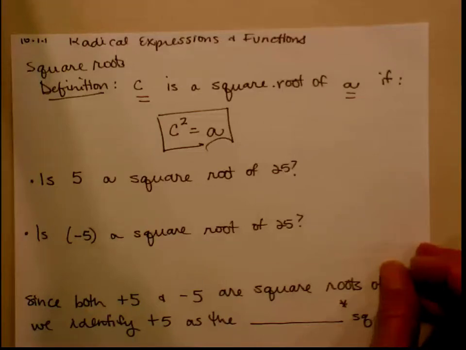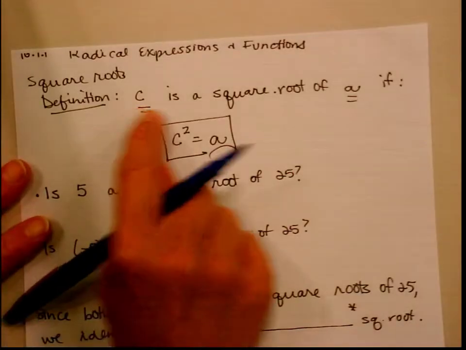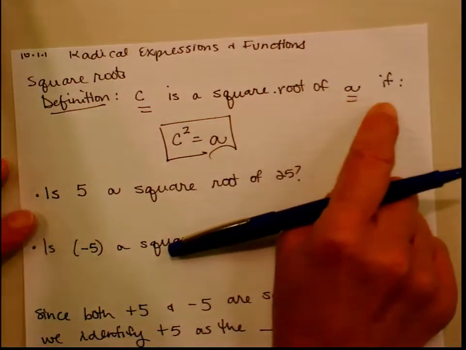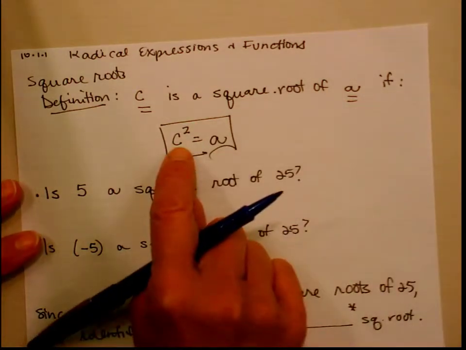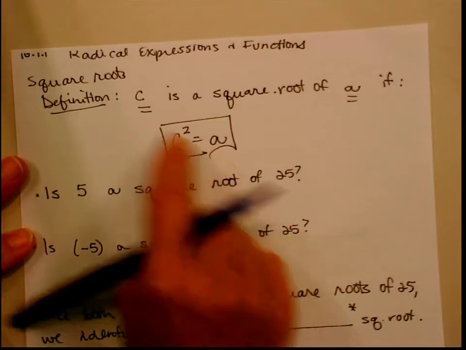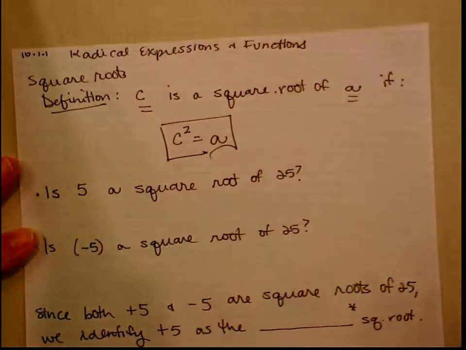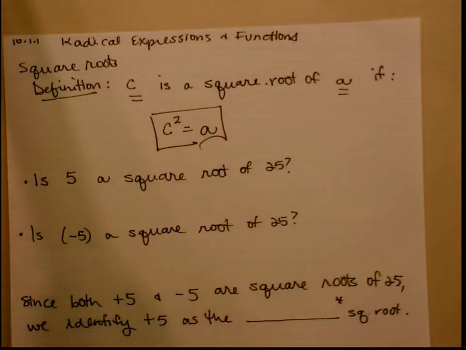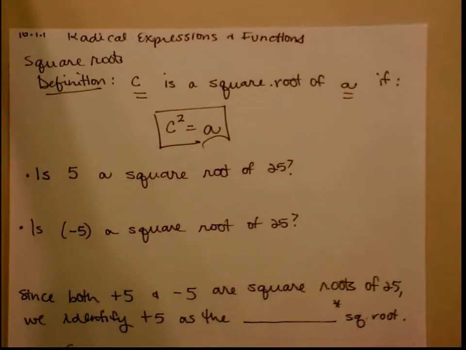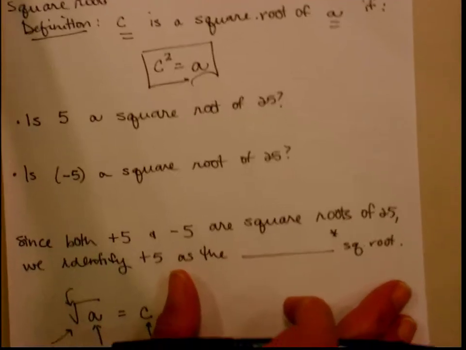So by definition, C is a square root of A if C squared is A. Okay, so C is a square root of A if squaring C gets us to A. I know it seems kind of like, well, isn't there an easier way to say that? Yes, but if we have this as our definition, then it lets us talk about positive numbers and negative numbers in a different way. So let's go ahead and look at these next two questions I have.